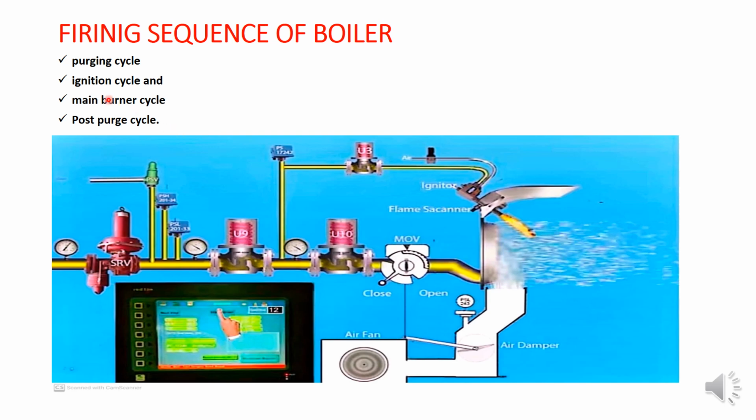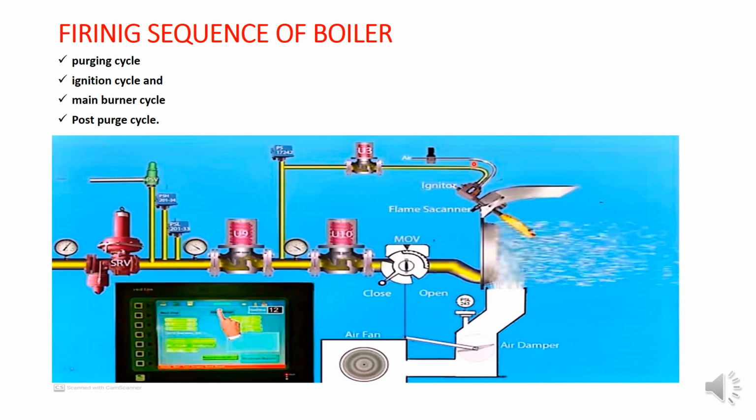What is the next cycle? Ignition cycle. So who will make this ignition cycle? We see here, this is the pilot burner of the boiler. So the pilot burner will fire. To fire the pilot burner, what do we require? We require the heat, the oxygen, and the fuel. The pilot burner is normally supplied by diesel. Diesel is supplied through this solenoid valve. This is the diesel oil solenoid valve. Through this diesel oil solenoid valve, fuel is supplied inside the pilot burner.